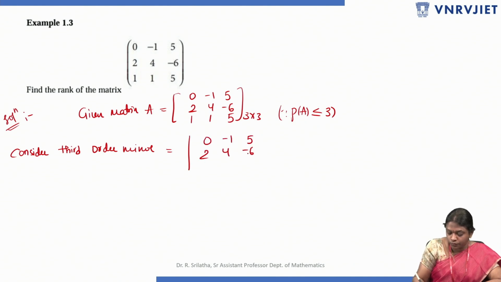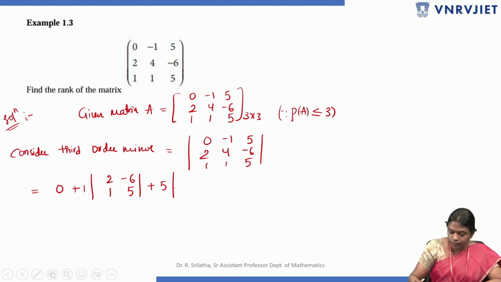Third order minor: 0, minus 1, 5, 2, 4. Just now we did how we did the second one. Again, you need to write the signs here. Since we got the first 0 here, next put minus. Minus of minus, this is plus 1. Except this row and this column, we write 2, 1, minus 6, 5. Next, plus 5 of, except this row and this column, 2, 4, 1, 1. Now find the determinants of these.